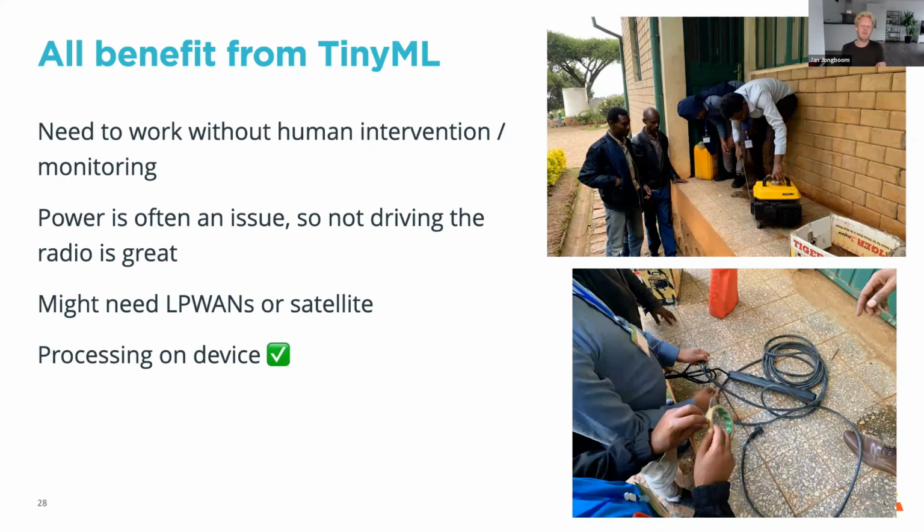Then, coverage might be a problem as well. Maybe there's 4G or cellular coverage. Maybe there's not. Maybe there's some LPWAN like LoRa or Sigfox available there. Maybe you actually need to relay to satellite. There are always direct effects on the amount of data that you can send.